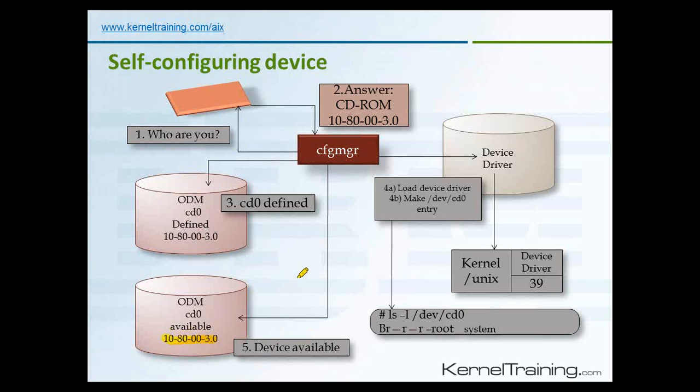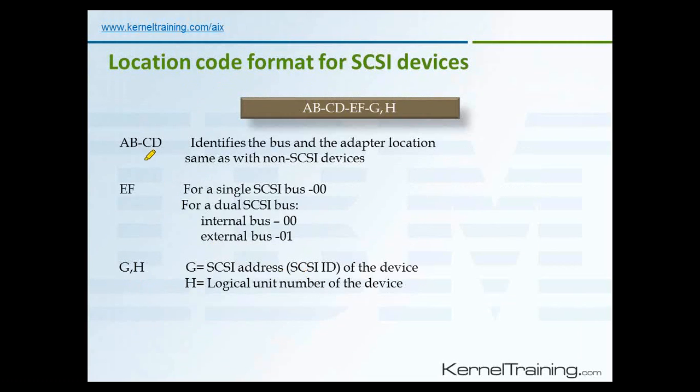The first 4 characters would be only normal addressing, like A, B, C, D, which will identify the bus and the adapter location. Either it might be a SCSI or it might be a non-SCSI device. The first 4 letters will only identify what kind of bus is connected to my machine. EF will tell you whether it is connected to a single bus or a dual bus.